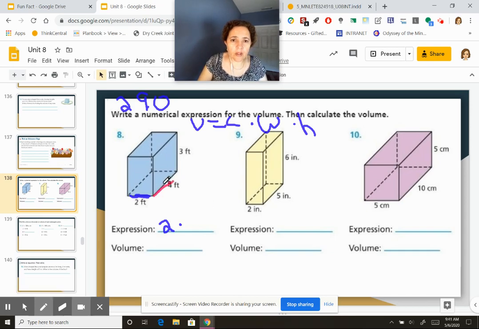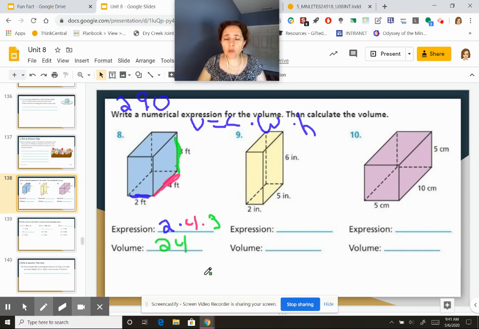So my width is 4 times my height. Remember, my height is going up and down. I'm going to do that a different color. Let's do that green. So here's my height. My height's going up and down, and my height is 3. So I'm going to solve that. I'm going to multiply 2 times 4. That gives me 8 times 3 is 24. So my volume is 24.